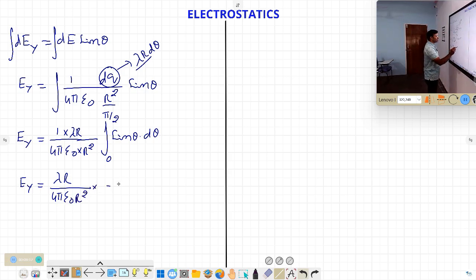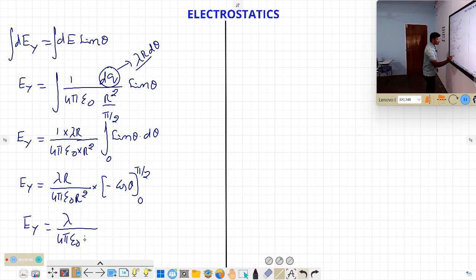The integral of sine theta is minus cos theta, from 0 to pi by 2. Cos 0 is equal to 1, and cos 90 is equal to 0. So in this case, minus of minus becomes plus, which means the Ey value is equal to lambda by 4 pi epsilon naught r here.